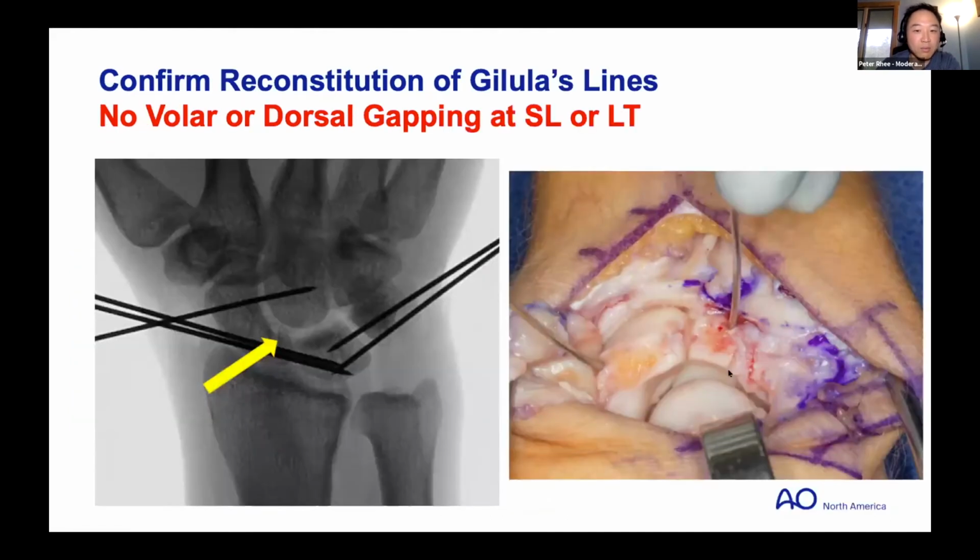It's important at this point, though, to make sure that you reconstitute Gilula's lines, both radiographically, as you can see here, but also intraoperatively. Just do a little bit of traction. You can make sure you don't have any volar gapping or any step-off. Make sure it's just right before you actually do your repair.